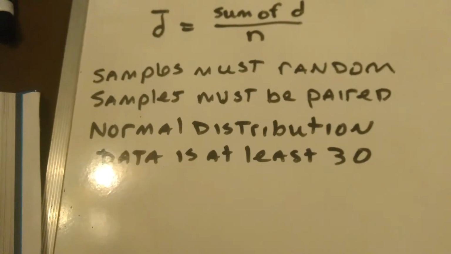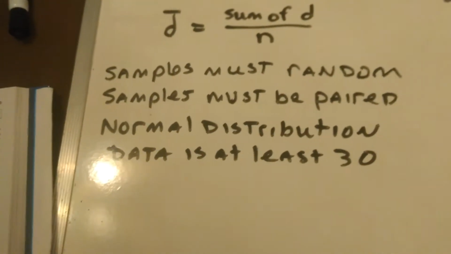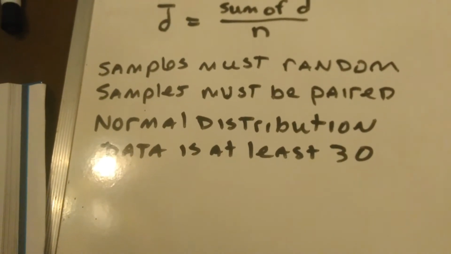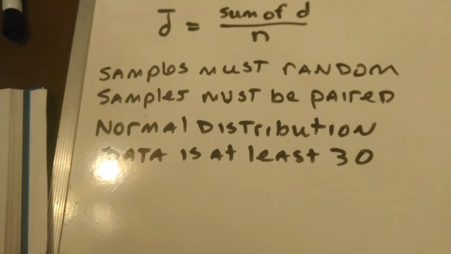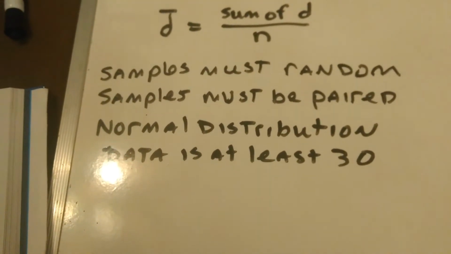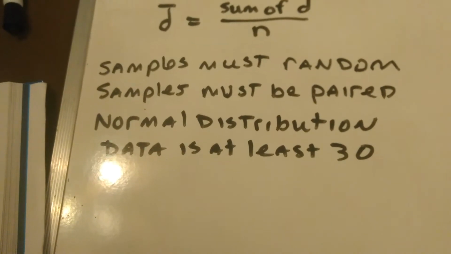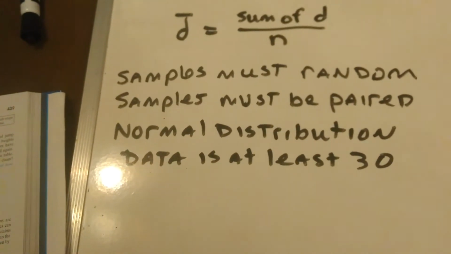For these types of problems, the samples must be random, the samples must be paired, there must be a normal distribution, and the data must have at least 30. So that's our central limit theorem again. All right.